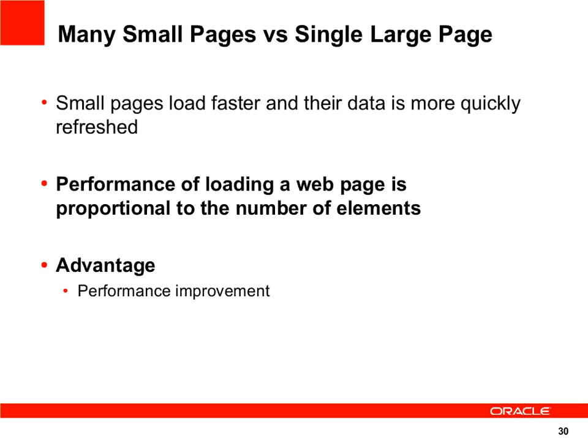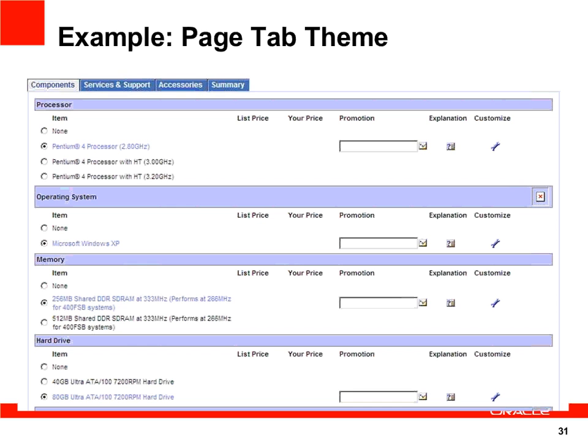Basically, performance of loading a web page is proportional to the number of elements. So therefore, keep the number of elements low. Try to create a page where you can see everything on one page, where no scroll bars are necessary, and keep it easy. So as an example, here you can see there are only as many elements as necessary, and there are no scroll bars. Everything can be seen in one shot, and everything else is hidden under additional tabs.